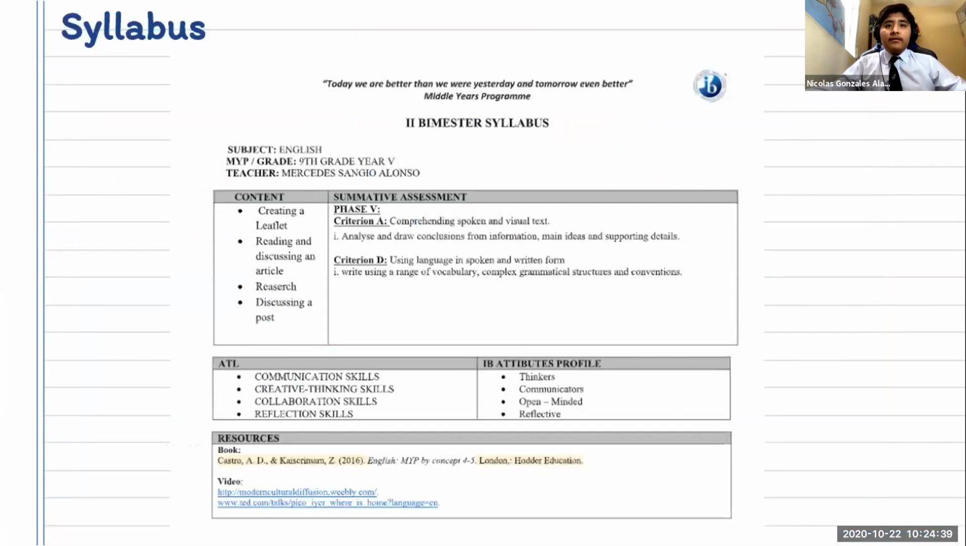Then we have the syllabus. It's a card that helps us to identify the evaluation criteria that we must follow to obtain a good product. In addition, we find the source that will help us to elaborate a good product.